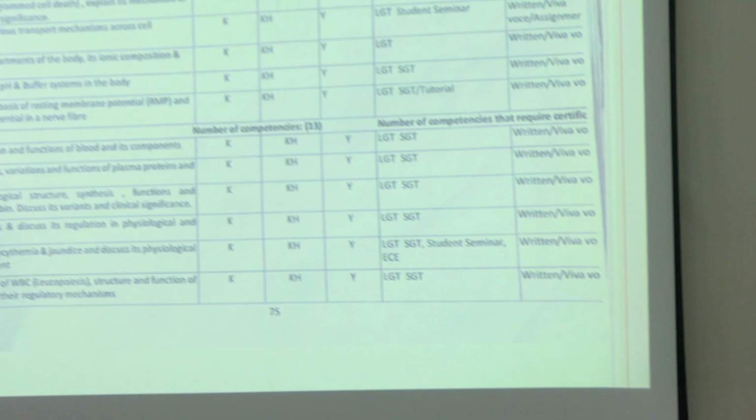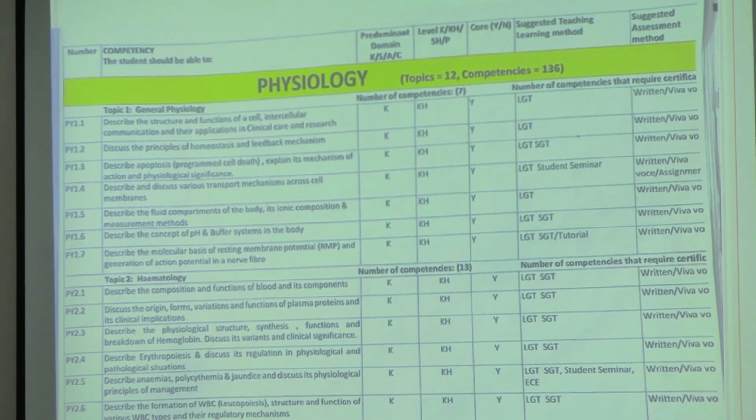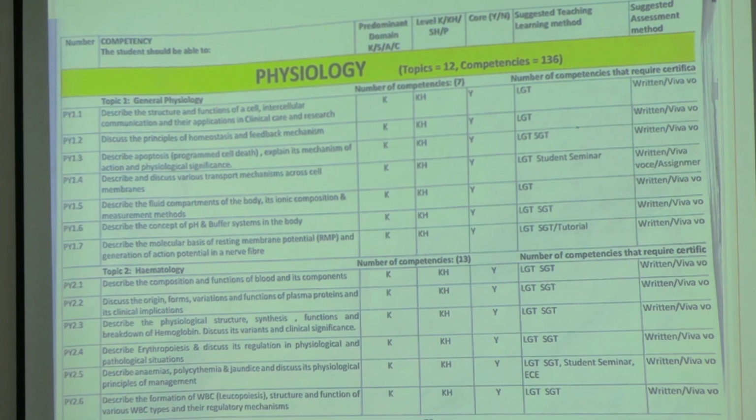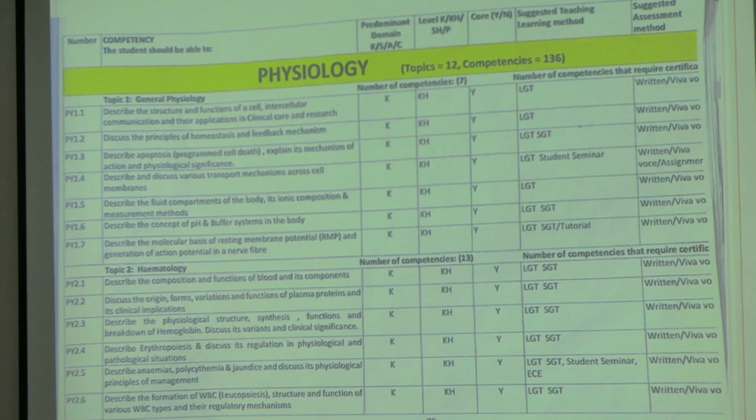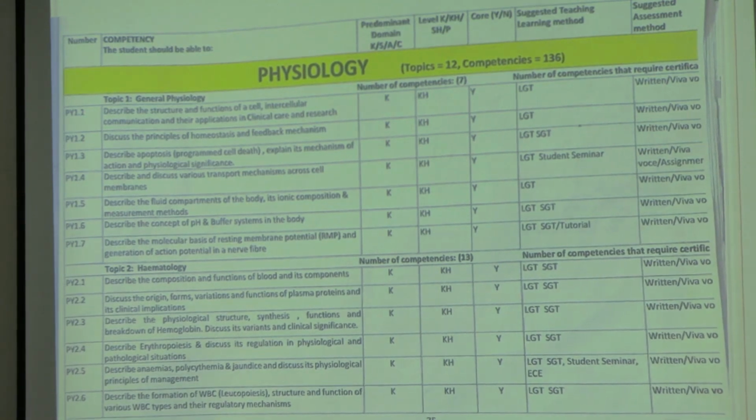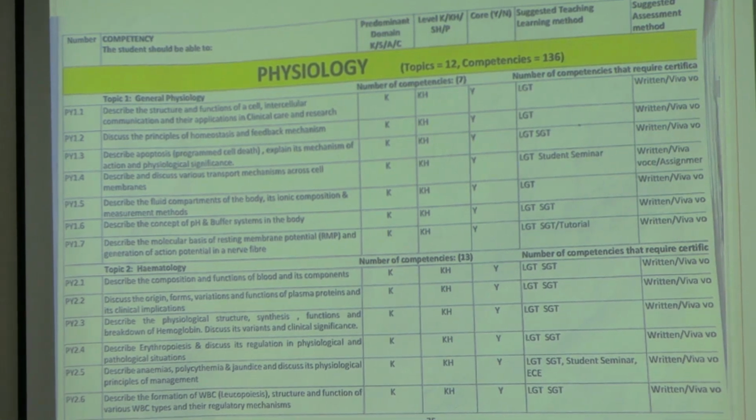There are different kinds of cell to cell communication. This is important. See, number one point, competency, the second part. What is written there? Intercellular communication and its applications in clinical care and research. This was newly added last year only. In 2020, it was not there. So we are expecting some questions from here. Since it is newly added, if you go through the CBME curriculum of the previous year, you will not find this.